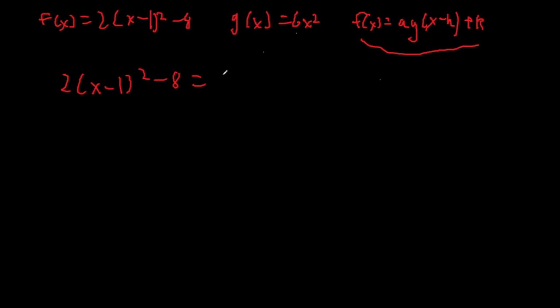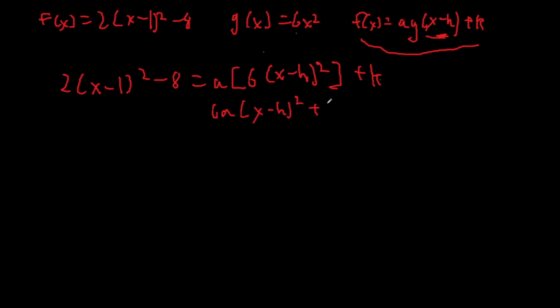How we do this is, we're going to have a on the outside, and we'll have some brackets, and then we have the g of x equation. How we plug that in is we have 6 and x squared, but if you remember the x, we're subtracting h from it, so we're going to have x minus h squared, brackets, and then of course plus k. All we need to do is not too hard. Let's just say this is 6a times x minus h squared plus k.